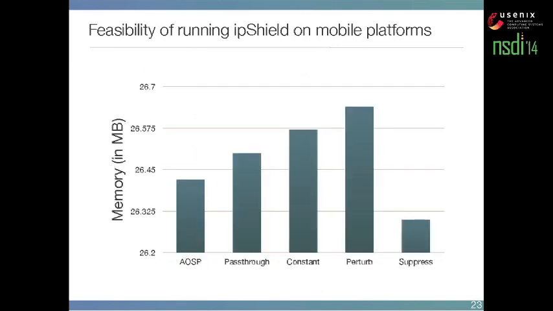Finally, we evaluated the memory as well as the processing overhead of running ipShield on Android. We observed that compared to AOSP, the Android Open Source Project, which is the base from which we derived ipShield, our memory overhead is less than 1 MB. In fact, for suppression, we see that the memory overhead is reduced. That's because we are not releasing data, so we don't need to store it. So the memory consumption actually reduces.